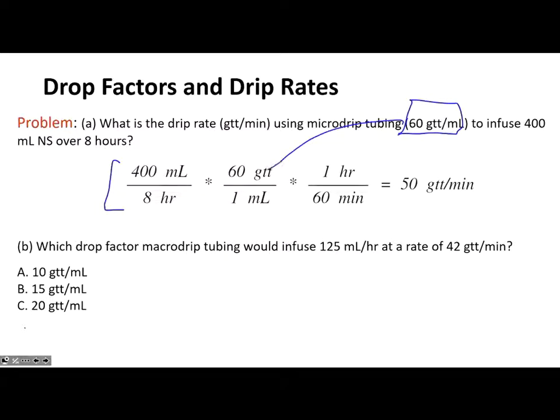The drop factor for the set this nurse is using has 60 drops per mil. So if I multiply it by the fact that I set it up with 60 drops on top so that my milliliters cancel, I now have drops per hour. Last step is to convert the hours to minutes. So let's just multiply it by 1 hour over 60 minutes so that my hours cancel. And you can see my remaining units will be drops per minute. And if you do that math from left to right, you would get 50 drops per minute.